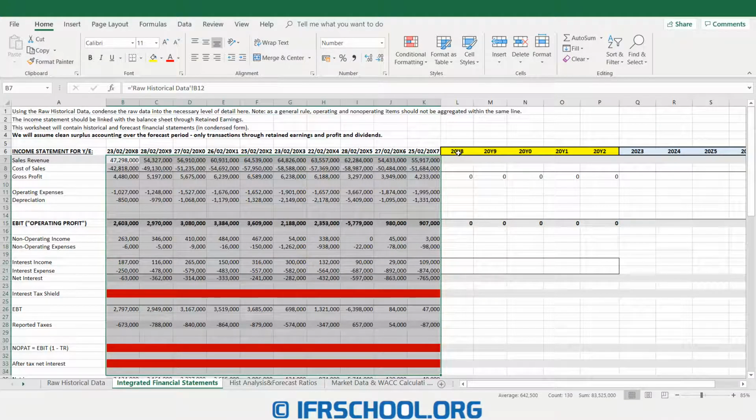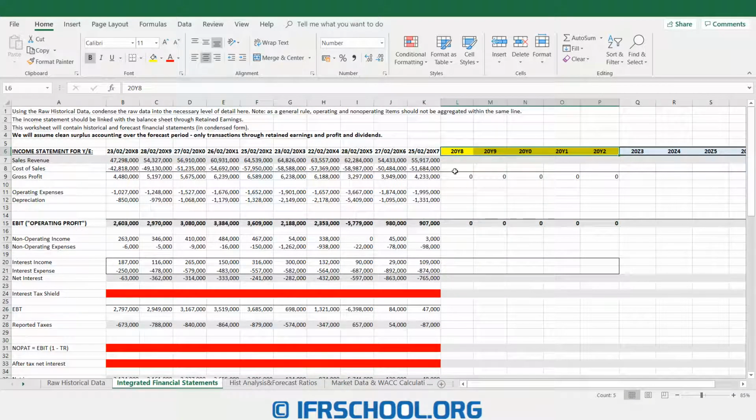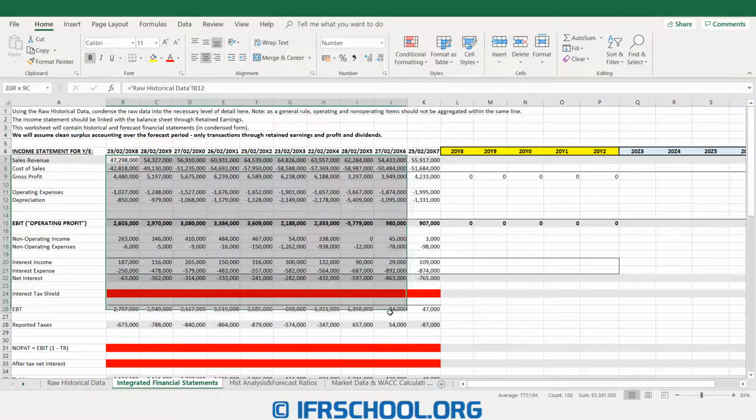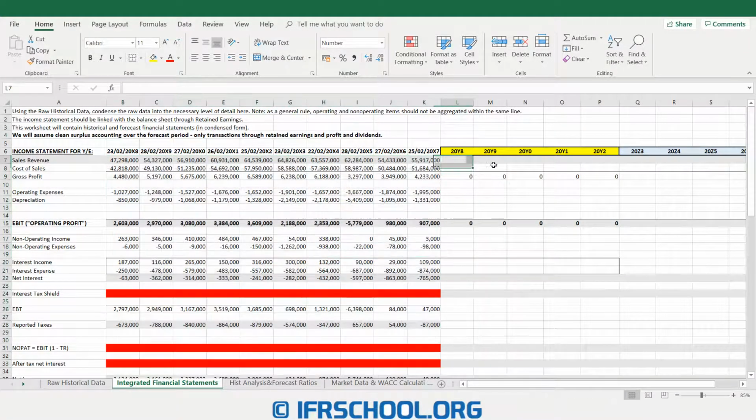For the detailed forecast period, that is the period from 20Y8 to 20Y2, we assume the historical accounting data has some predictive ability because this period is in the near-term future. Therefore, we will forecast each line item in the integrated financial statements over this period.